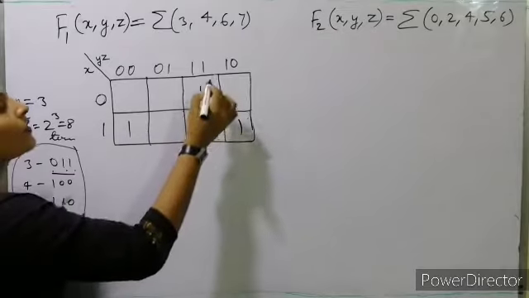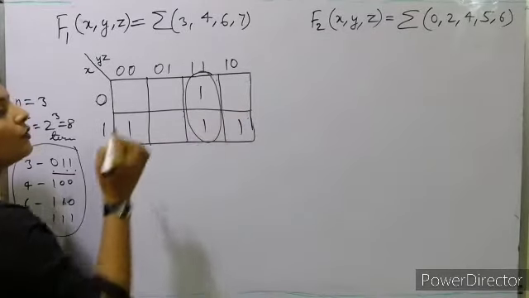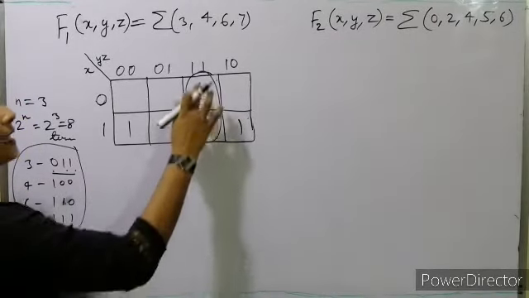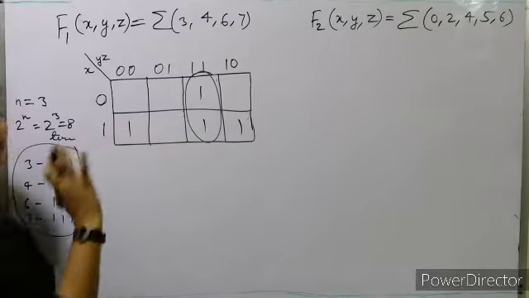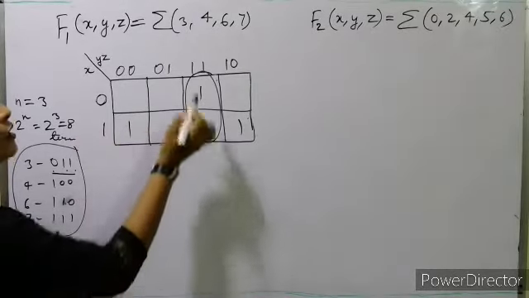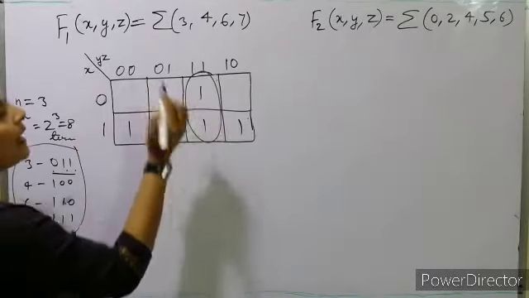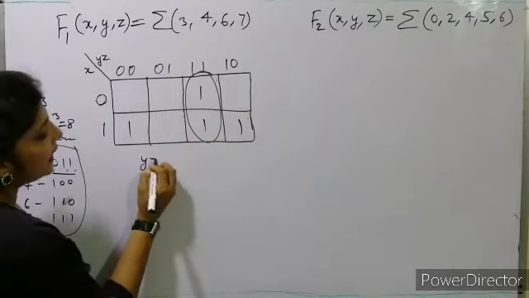How we'll do? We'll take this one, these two will take. क्या है इसमें कॉमन? 0 and 1 तो different है, it's varying. So 1 is common, so y and z, so y and z.